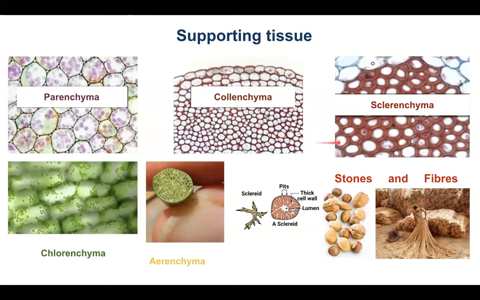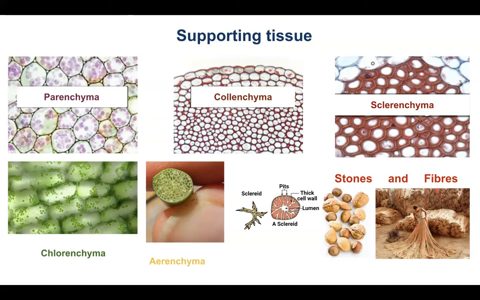The last supporting tissue is a dead tissue called sclerenchyma. It has thickenings on all sides, and the thickenings are made up of a chemical called lignin. Because of the presence of lignin, the sclerenchyma cells are no longer living, but rather dead cells. Sclerenchyma is found in fibers like jute, hemp. All these fibers, they have coir, they have sclerenchyma cells.